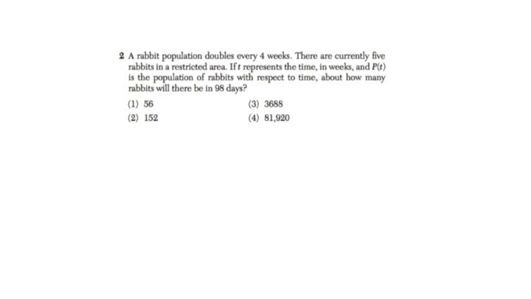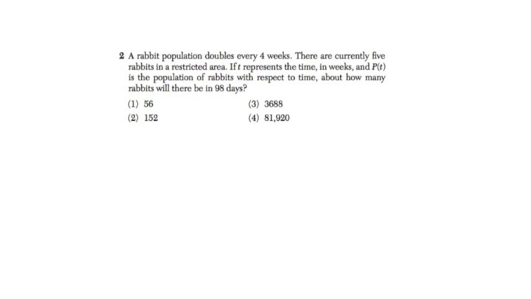So if t represents time in weeks and p of t is the population of rabbits with respect to time, about how many rabbits will there be in 98 days? A nicer way to say this is: how many rabbits will there be in 14 weeks, because 98 days is the same thing as 14 weeks.